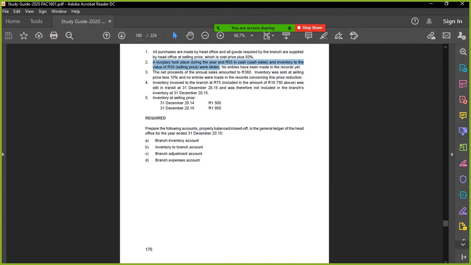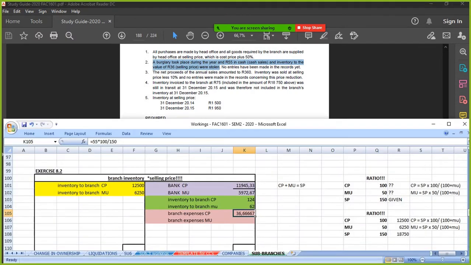What is your interpretation? Yes. Is it the same? Yes. So they stole cash and they stole inventory. So the inventory is the 36 actually. So 36 times 100 divided by 150 is 24 for the cost price.